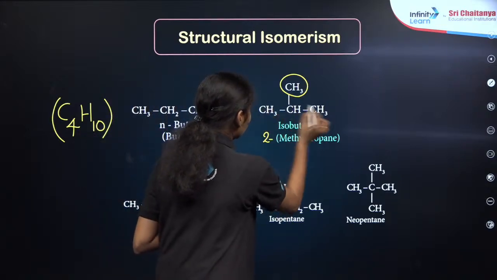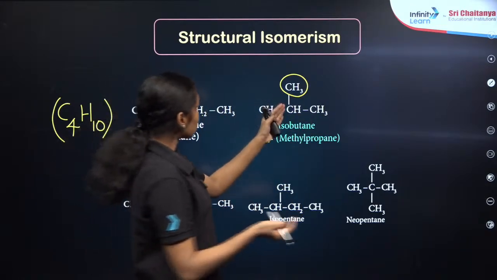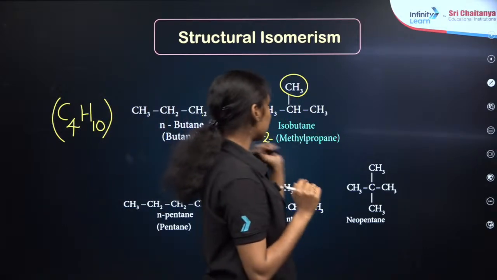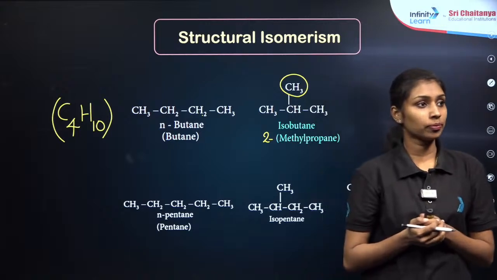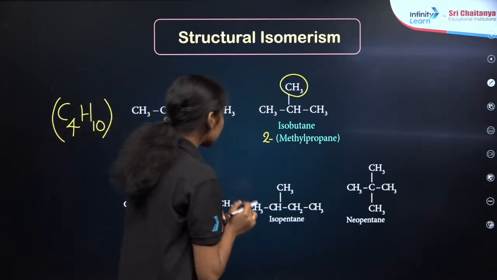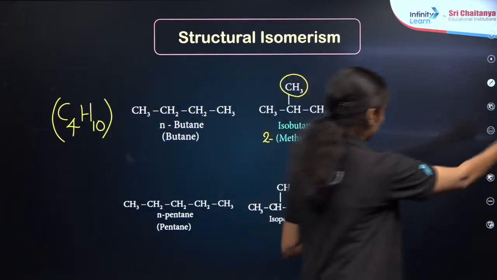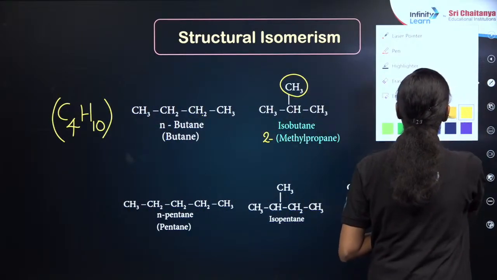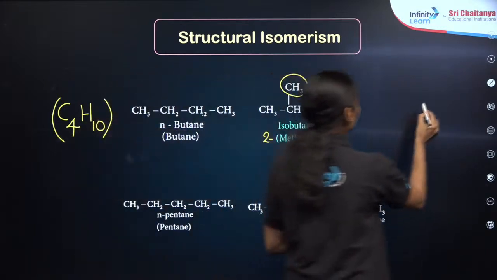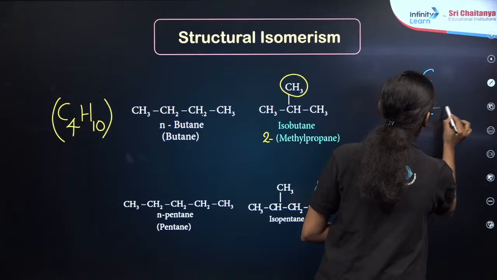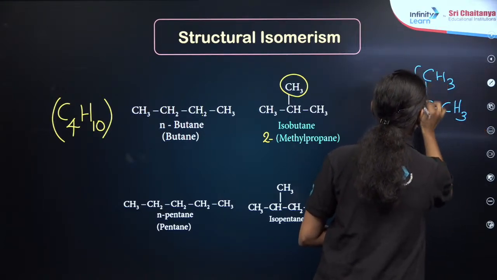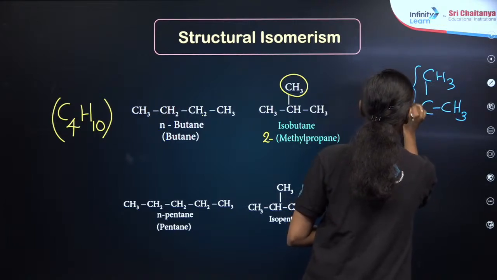The longest chain will be 1, 2, 3, propane, right? In the second position there is a methyl group, so it will be 2-methylpropane. That is the IUPAC nomenclature of this particular compound. In the common name, we can call this compound isobutane. Okay, what do you mean by iso? If any compound contains this part, just like this methyl group, I can call it an iso compound, right?